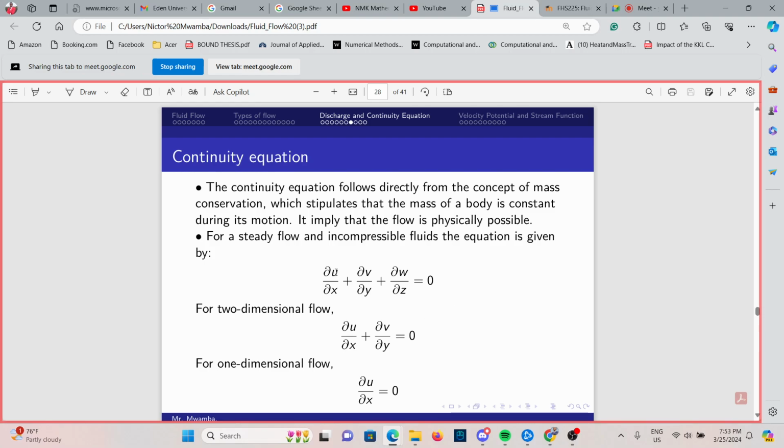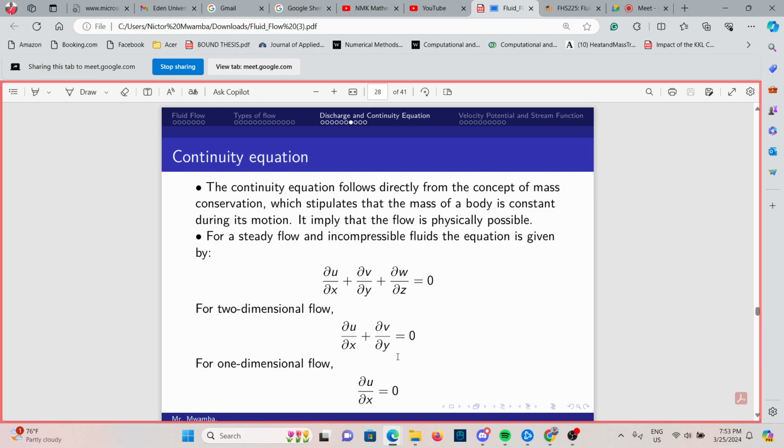So we can use the continuity equation to confirm the possibility of a flow if you know the velocity components. For a three-dimensional flow, you should have three velocities: one along the x-axis, another one along the y-axis, and the other one along the z-axis. For a two-dimensional flow, you should have at least two velocity components, one along the x, another one along the y. For a one-dimensional flow, you should have at least one velocity component, in the x direction or in the y direction or in the z direction.